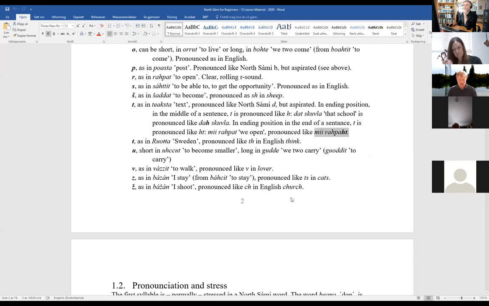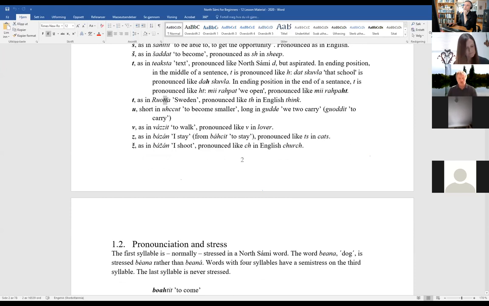And then we have five more letters here. This is like think in English. Rosa, this is the word. Rosa, Sweden. And then we have uhtsut, to become smaller. Uhtsut, that's short, u, and longer, gode. We carry gode. And then we have de, as in vatsit, to walk, that's it. Batsan, I stay, this ts, batsan, and bachan.